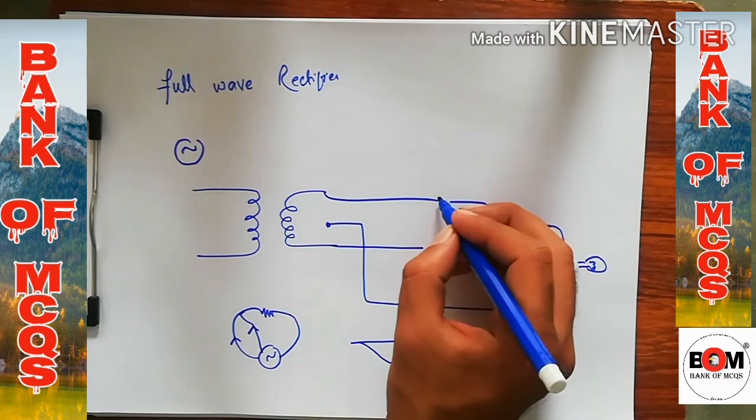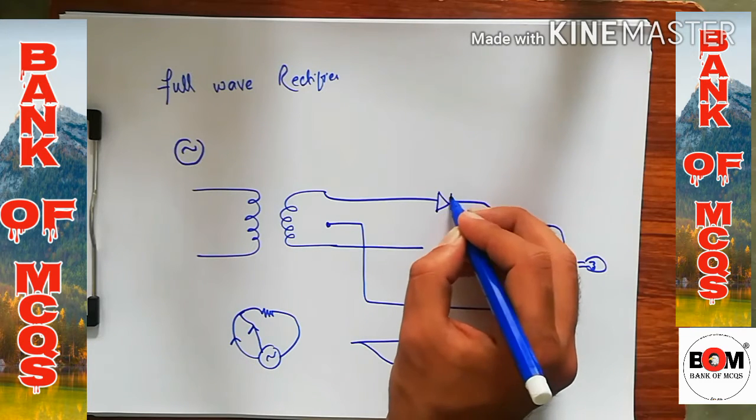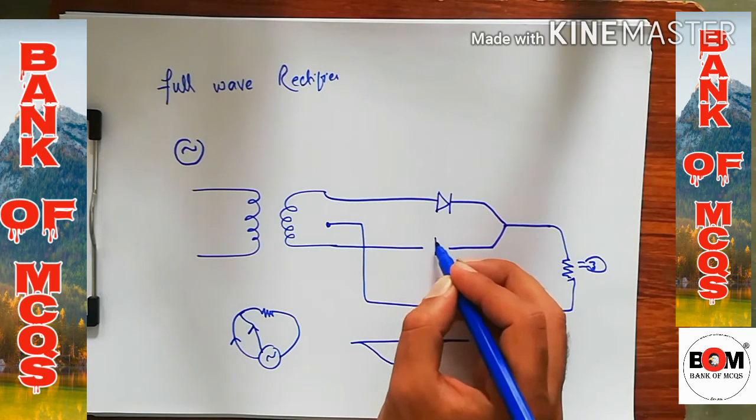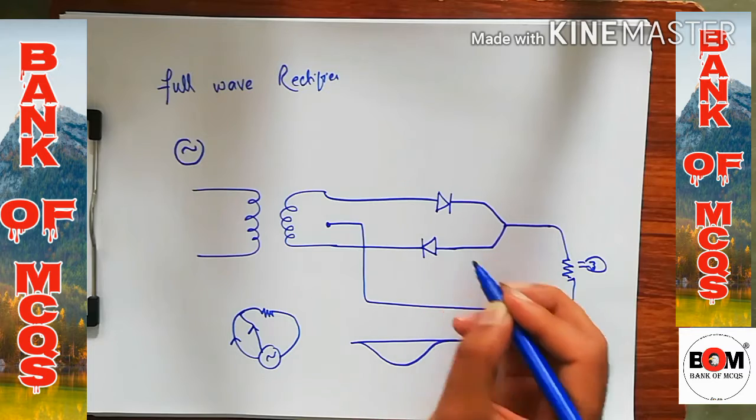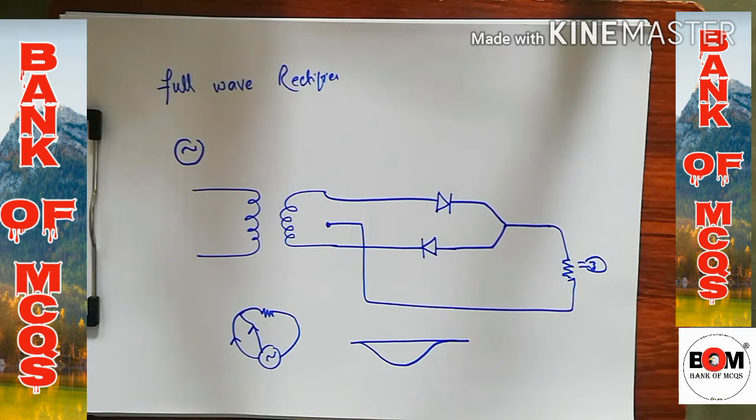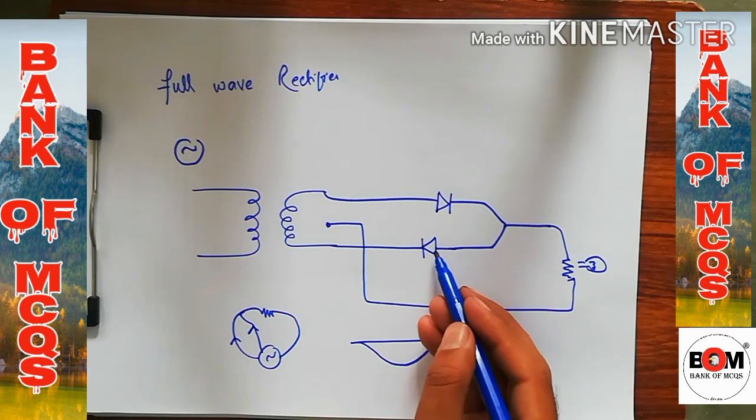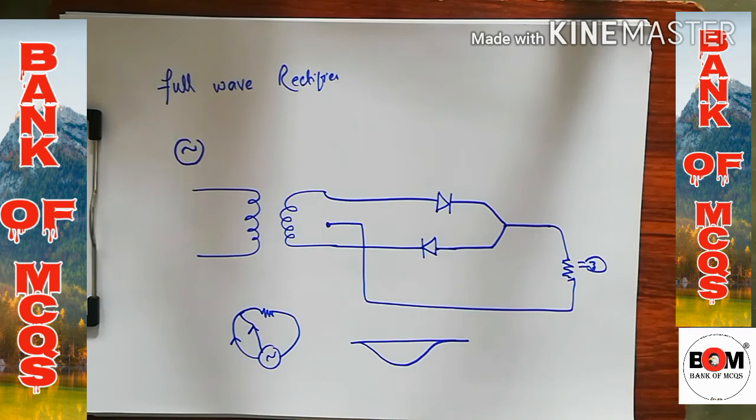How? They use two PN junctions. One is forward at this end, and the other end is reverse bias. Done. This is reverse bias. You can also draw it in another color, and you can call it a diode or PN junction.